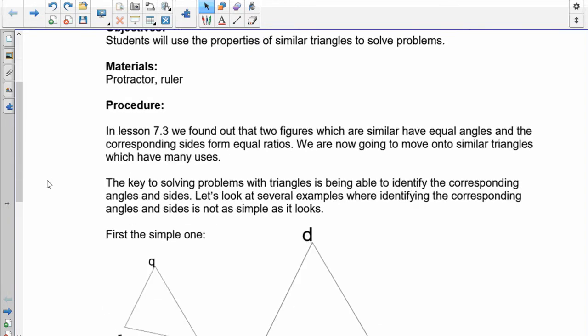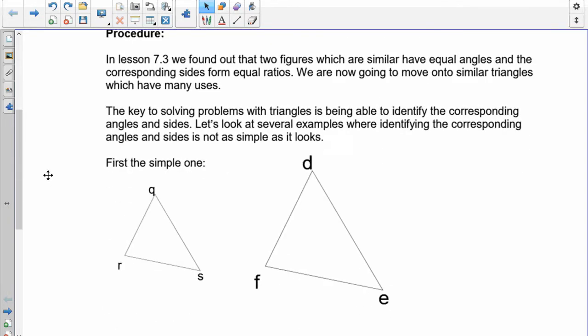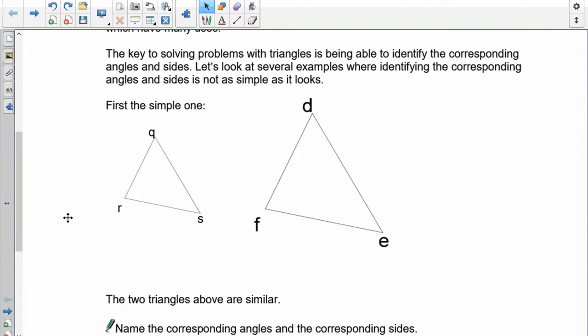Okay, so the first thing we're going to do is, in 7.3, we were trying to figure out how to make sure things are similar. Because, as I told you, if something's similar, then you can use it to solve problems and find unknowns. So we're just going to do a quick review of how to make sure you've got the matching of the sides and angles up correctly.